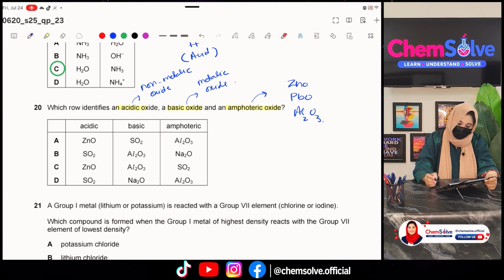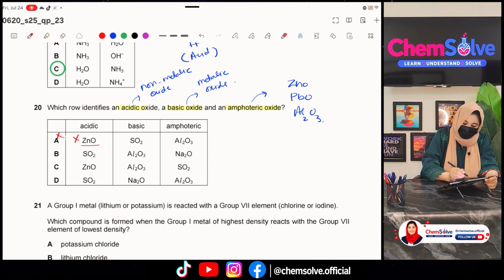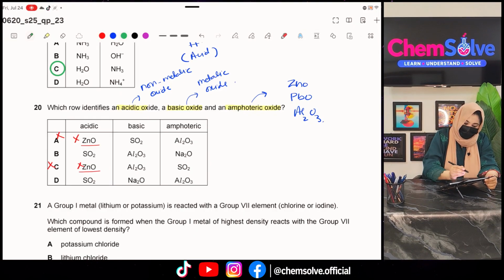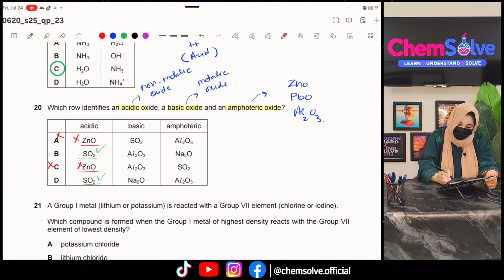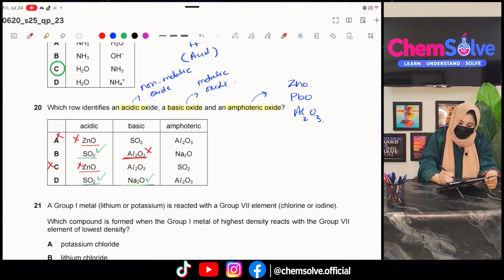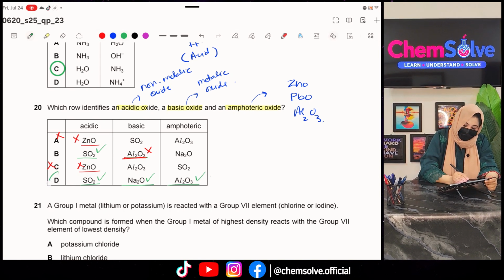Okay, let's see. This is a metallic oxide, so this is not acidic. This is also a metallic oxide. Amphoteric, it is not acidic. So we have to choose. This is non-metallic, so acidic. This is non-metallic, so acidic. For basic, we have to choose the metallic oxide. So this is metallic. This is amphoteric. So this is not correct. And for amphoteric, we have only these three options. So Al2O3 is present. That's why D is the correct option.